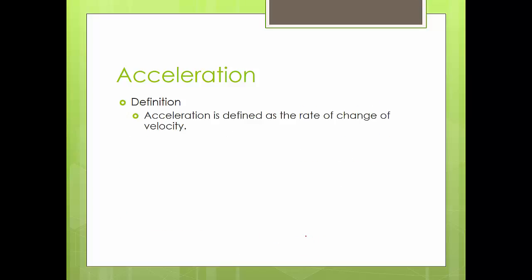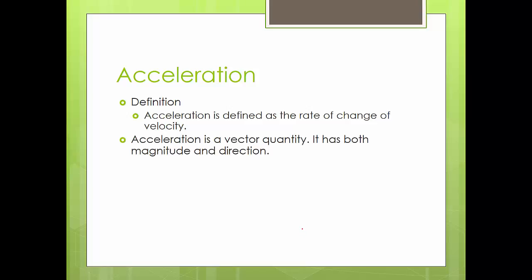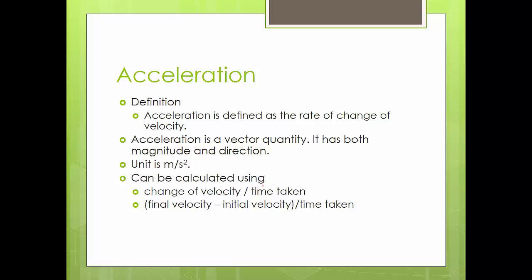Acceleration is defined as the rate of change of velocity. It is also a vector quantity, so it has both magnitude and direction. The unit is meters per second squared. It can be calculated using the change in velocity divided by the time taken, or in another way, the final velocity minus the initial velocity, the starting velocity, divided by the time taken.